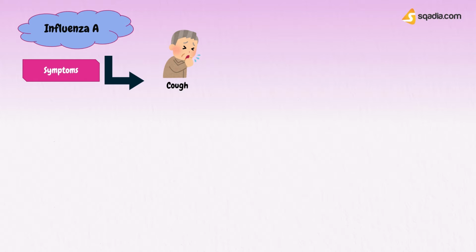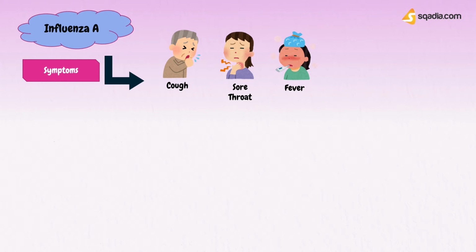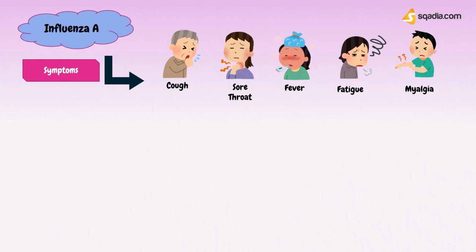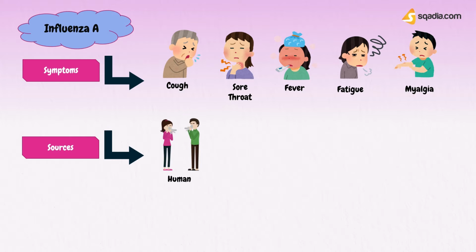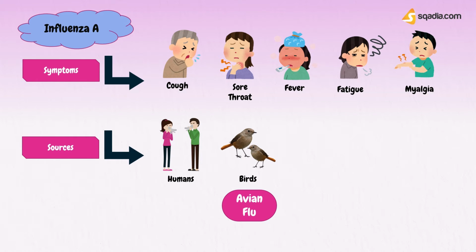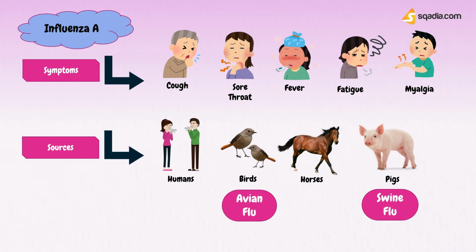Symptoms in patients infected by these viruses are most commonly of respiratory origin, such as cough, sore throat, and sputum production, along with constitutional symptoms such as fever, fatigue, and myalgia. Symptoms in patients infected with influenza A are severe as compared to other strains such as influenza B and C. The spread of influenza A is rapid and wide as it can infect both humans and animals. The sources of the influenza viruses are humans, birds, in which it causes a disease known as avian flu, horses, dogs, and pigs, in which the infection is known as swine flu.